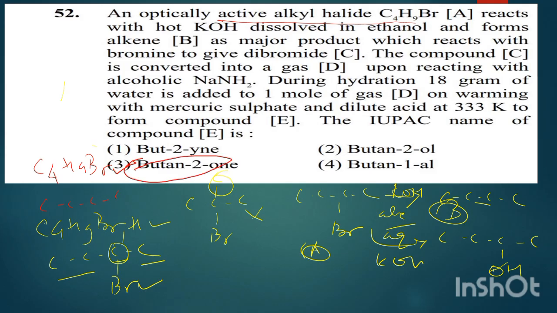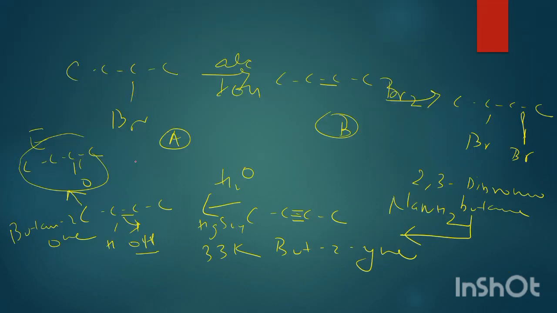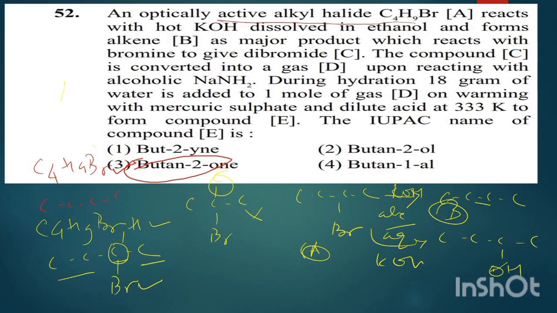Let's see one more time. Optically active alkyl halide having formula C4H9Br. We can only have this one, since the other halides, if you try, are not optically active, because in an optically active halide the carbon atom should have different groups attached. It reacts with hot KOH dissolved in ethanol.